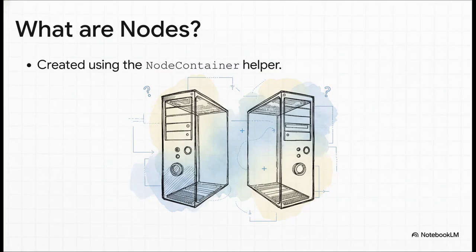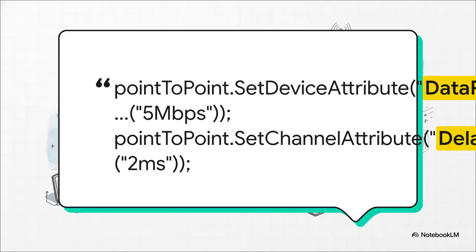So what exactly is a node in NS3? You can think of it as a computer, or maybe a router. But here's the crucial part. Right now, they are just empty shells. They don't have an operating system, no network card, no IP address, nothing. They're just pure potential. Now for the cable that's going to connect them.